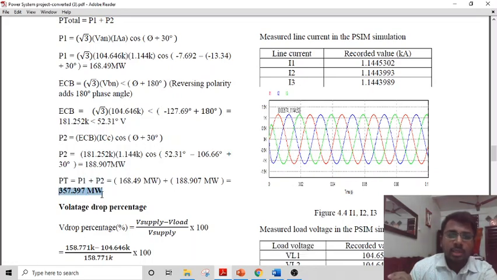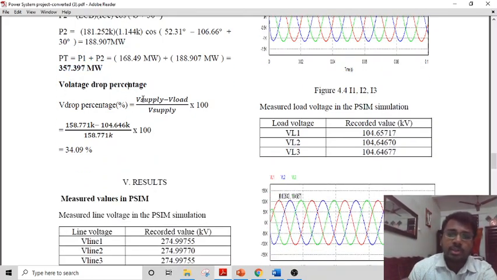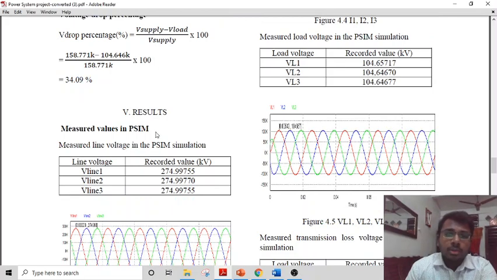This is about the voltage drop percentage, which is the formula we have to use: V supply minus V load, divided by V supply again, and then multiplied by 100. So we get the voltage drop percentage, which is 34.09%. All right, these are the results.